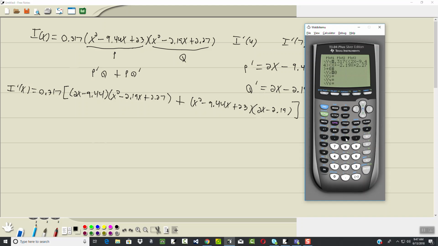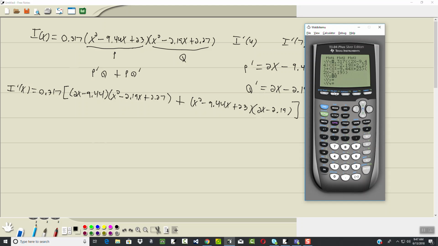So plus beginning parentheses, x squared minus 9.44x plus 23, closing parentheses, beginning parentheses, 2x minus 2.19. Now at the very end, you don't have to put your closing parentheses. They don't hurt anything, but you don't have to put them. Let me just double check myself real quick. 2x minus 9.44, x squared minus 2.19x plus 2.27, plus x squared minus 9.44x plus 23, 2x minus 2.19.